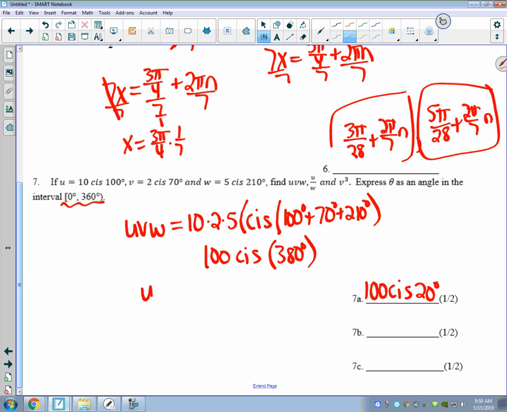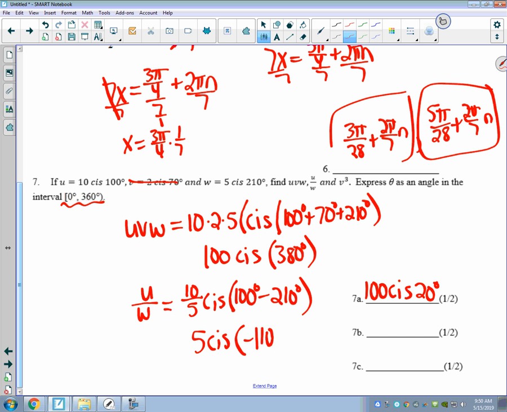Remember, when we divide complex numbers in trig form, we divide the r's, so u and w, so be careful not to use v on this one. So it would be 10 over 5, and you subtract the angles. So 100 minus 210. And again, we're going to get an angle outside of our range here. So we're going to get negative 110 degrees. But it says to give one between 0 and 360. So again, I'm just going to add 360 to that. And I'm going to get 250 degrees.